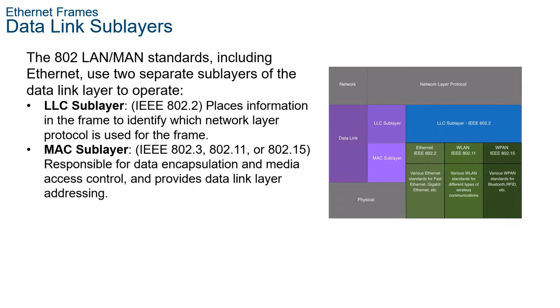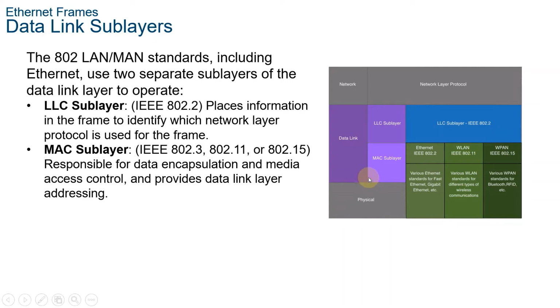How about the data link layer sublayers? The IEEE 802 LAN/MAN protocols, including Ethernet, use two separate sublayers of the data link layer to operate. These are the LLC sublayer and the MAC sublayer: Logical Link Control, or LLC, and Media Access Control, or MAC. Recall that LLC and MAC have the following roles in the data link layer.